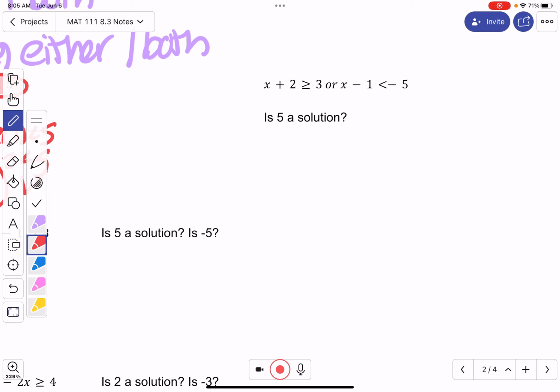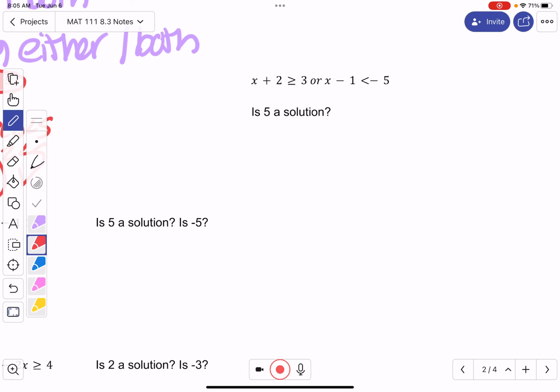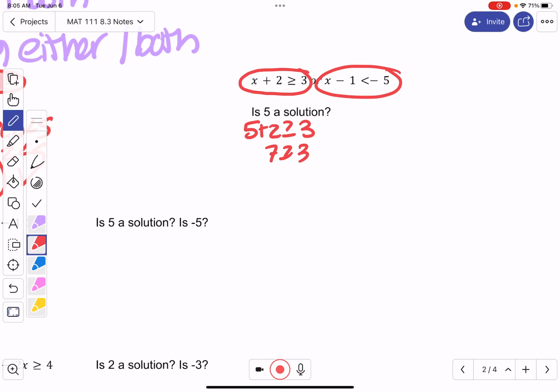Okay, now let's look at this one. It has "or," so it only has to work in one. It could work in both, but it only has to work in one. So if we plug it into the first, 5 plus 2 is 7. 7 is greater than 3. Because it's "or," we only have to check one, so it's yes.